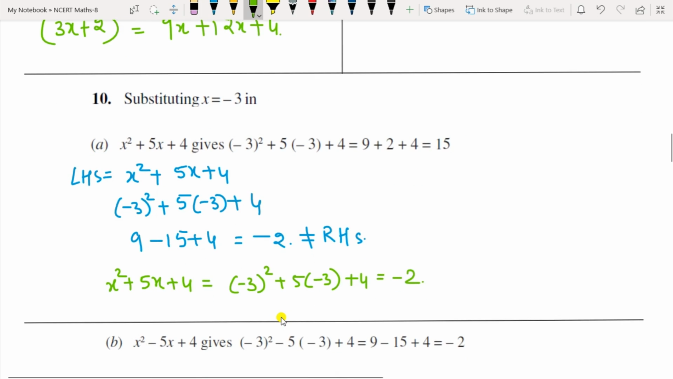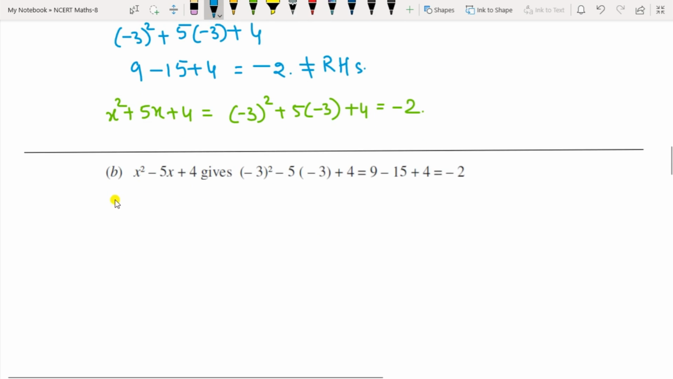Now, here an equation has been given and you have to substitute the value of x as minus 3 and find what answer you get. So LHS is equal to x square plus 5x plus 4 is the equation. Substitute x equal to minus 3. So you get the answer as minus 2 here, which is not equal to RHS, which has been given as 15 here. So the correct answer should be minus 2. So solve this way. The next one now.